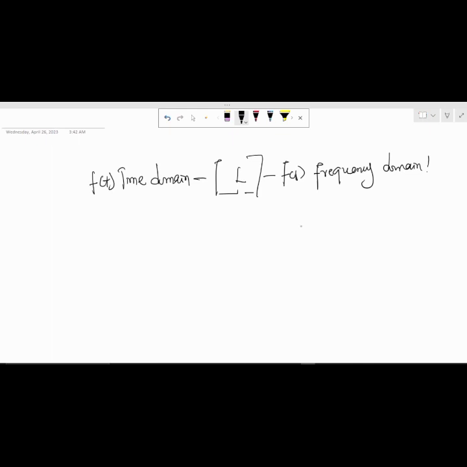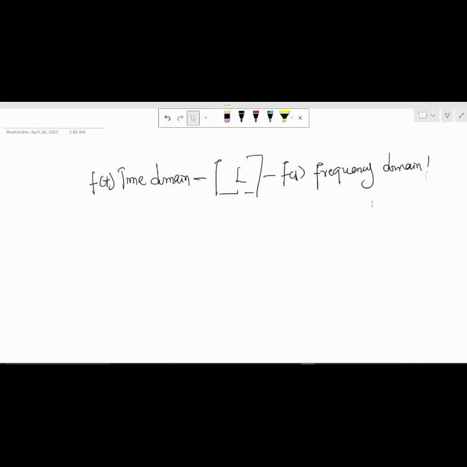But fear not, while Laplace transform may sound complex, we will take it step by step in this video and break it down into easy to understand concepts. So whether you are a student trying to wrap your head around this for the first time, or you are here looking for a refresher, you are just in the right place. So let's get started.